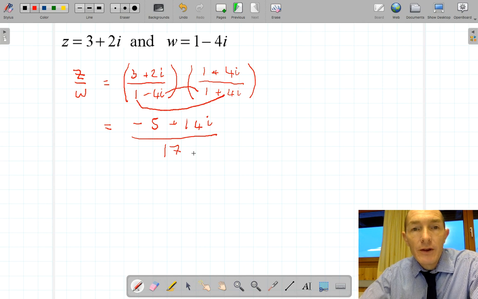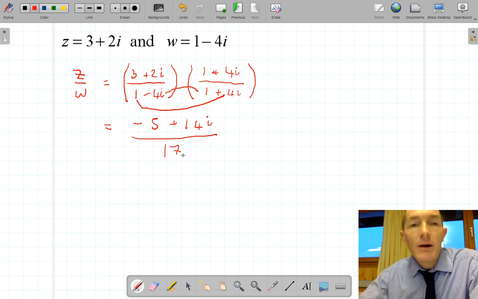So quick recap, we've learned that complex numbers are made up of real parts and imaginary parts. We can add complex numbers together. We can take away complex numbers. We can multiply complex numbers, and we can divide complex numbers.